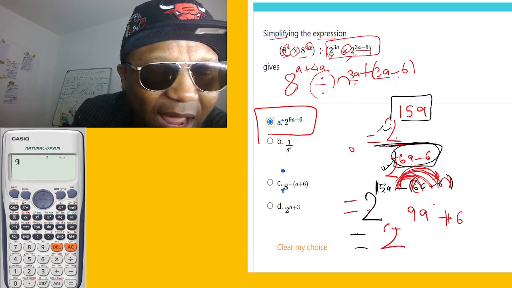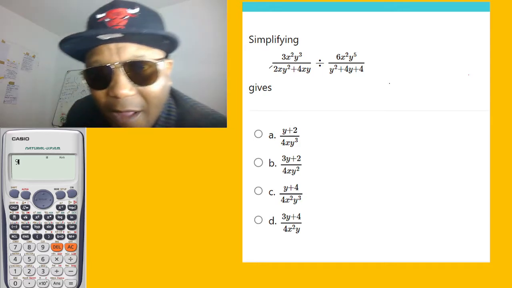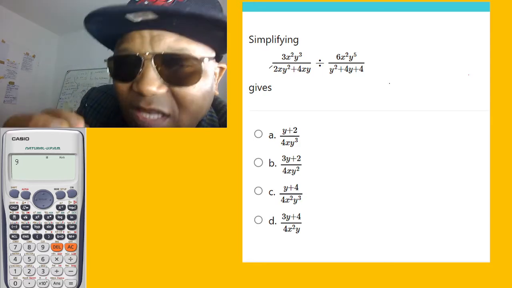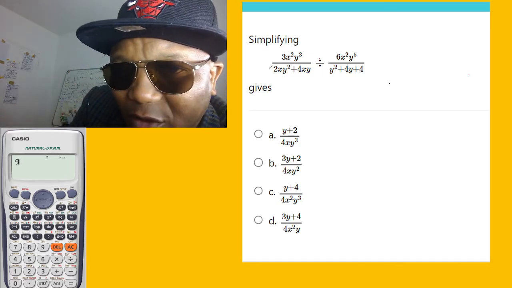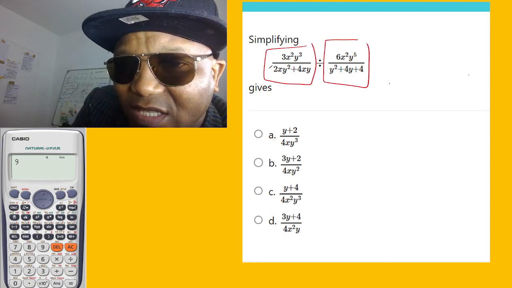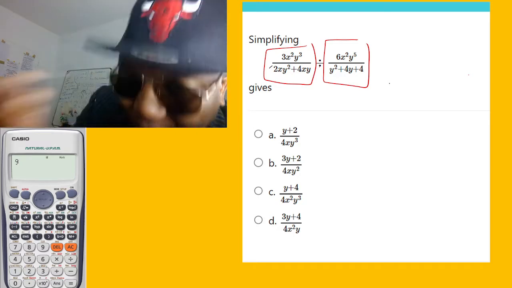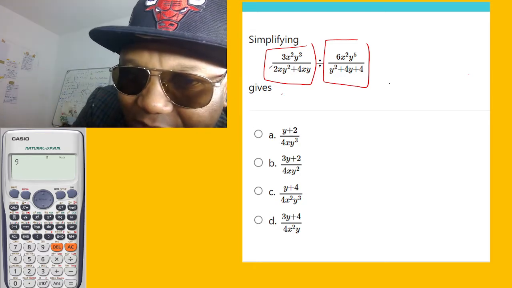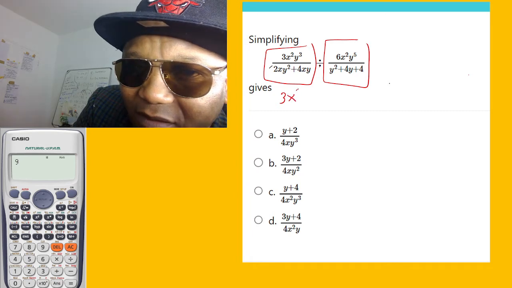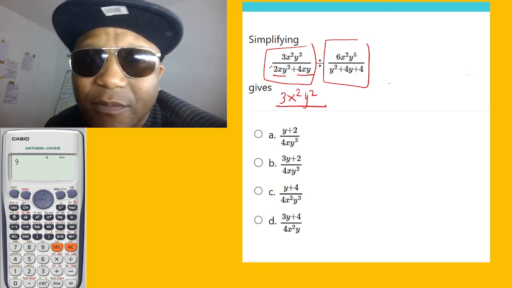Now let's come to the next question right here. First and foremost, whenever you have a fraction in another fraction, there's a division. According to the law of fractions, before we go there, this is 3x squared y squared over... look, what is common in between?